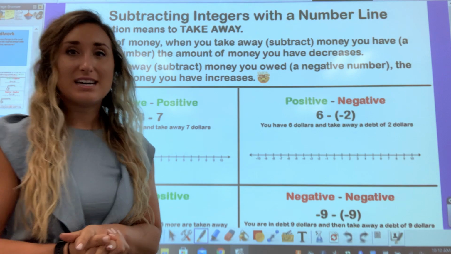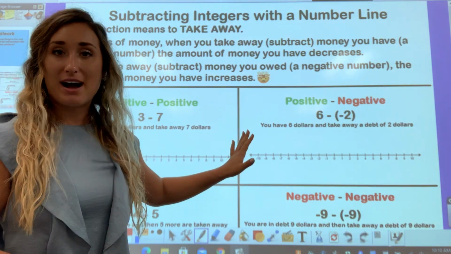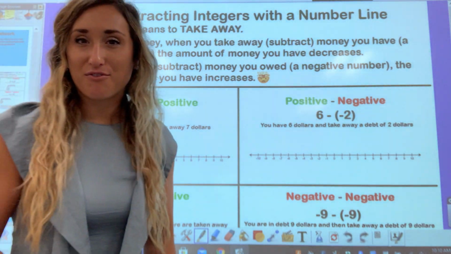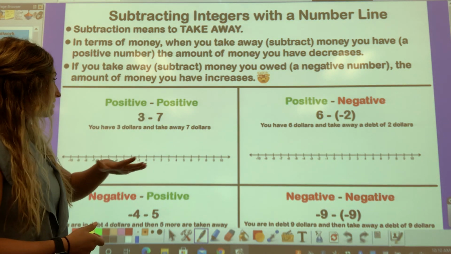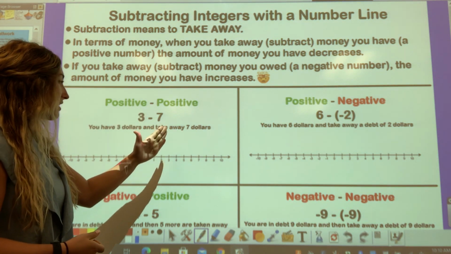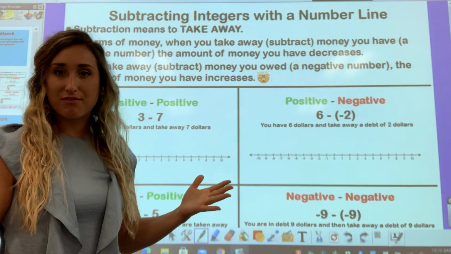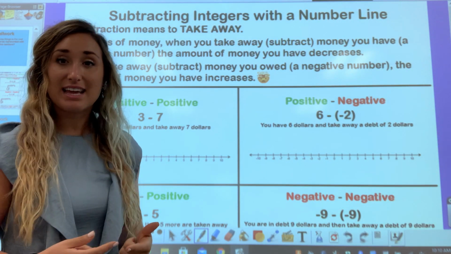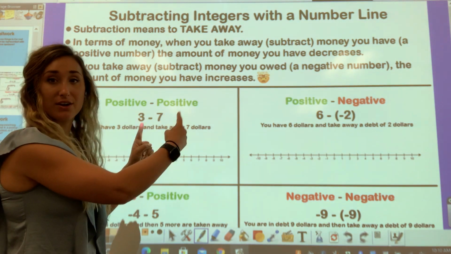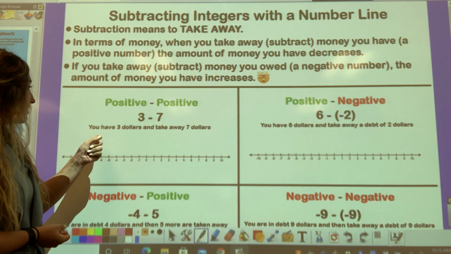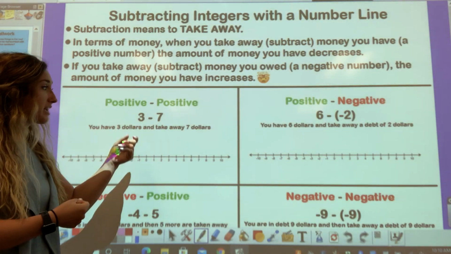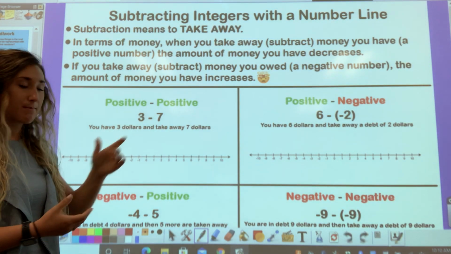Hopefully it makes sense. Let's start with just subtracting the positives. That's what we know and are familiar with. So for example, positive minus positive. If we have 3 minus 7, this looks like it would be something familiar, but it's actually going to take us into the negative because we're subtracting a bigger number than our first one. In terms of money, if you have $3 and take away $7, that's what this could represent.